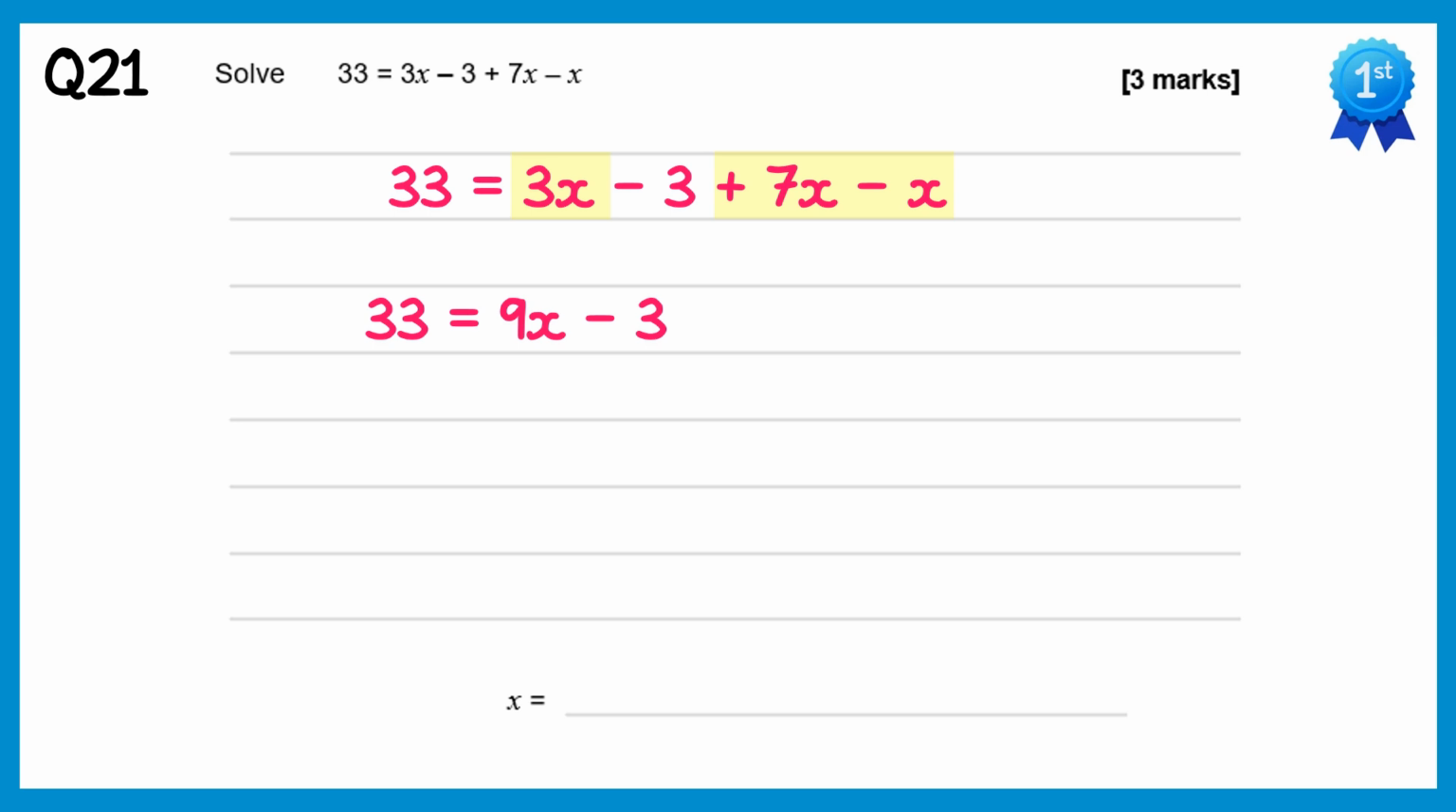To solve this we add 3 to both sides. If you add 3 to the left you get 36, add 3 to the right you'll just be left with 9x. Now divide both sides by 9, on the left you get 4, and on the right you get x. So x equals 4.